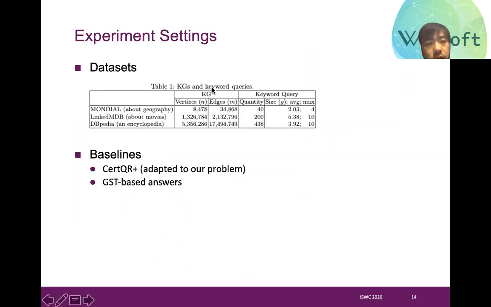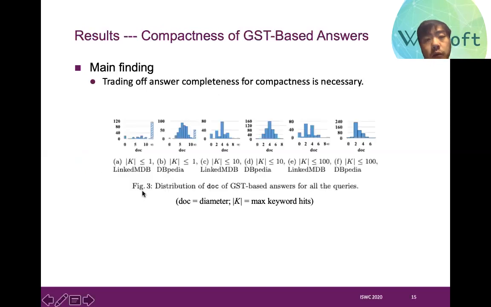So we did some experiments based on 3 popular knowledge graphs, including DBpedia. We compared with an existing baseline algorithm that can be adapted to our problem, and we also compared with GST-based answers, the traditional answers. We show that traditional answers do not work because the GSTs in practice can have a very large structure. Their diameters can be as large as 8 or even 10, so it's not good for human users to read. So we need to trade off answer completeness for compactness.